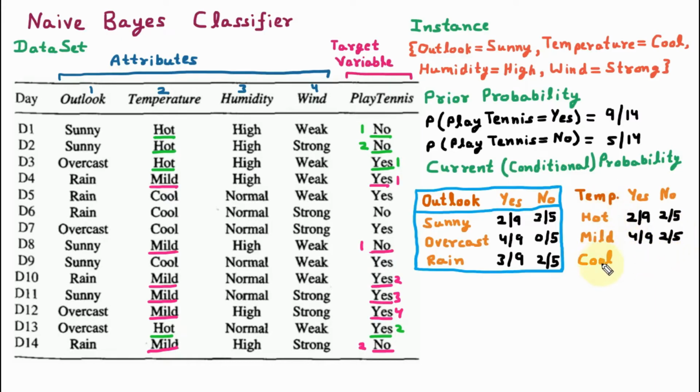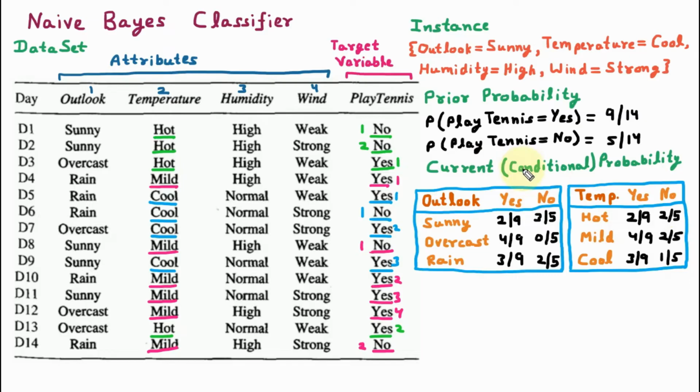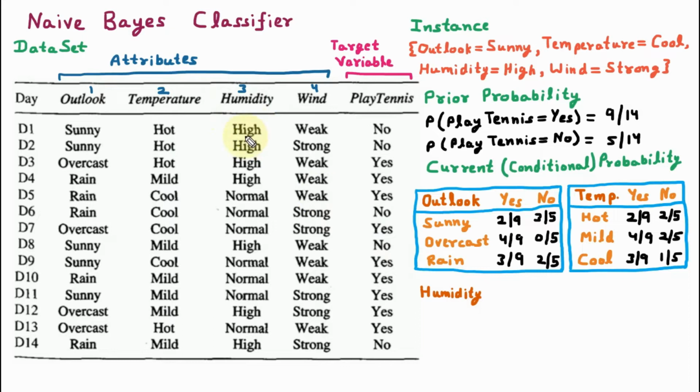Now check for temperature cool. So highlight all the cool and their corresponding outcome. Now number of yes are 1, 2, 3. So 3 by 9 and number of no are 1. So 1 by 5. Now check the current or conditional probability for humidity, and it can be high or normal, and the outcome can be yes and no.